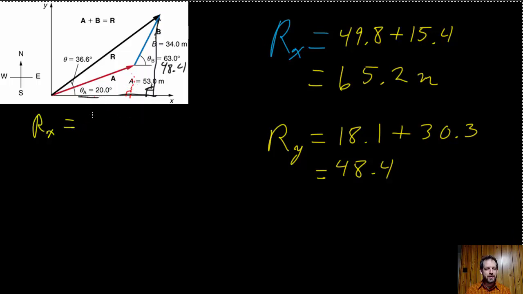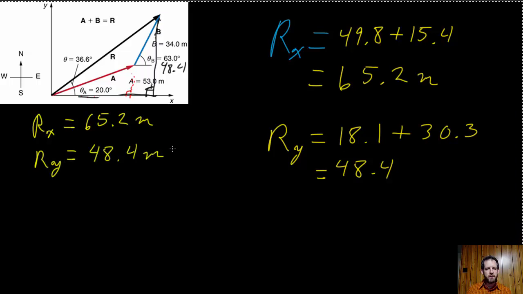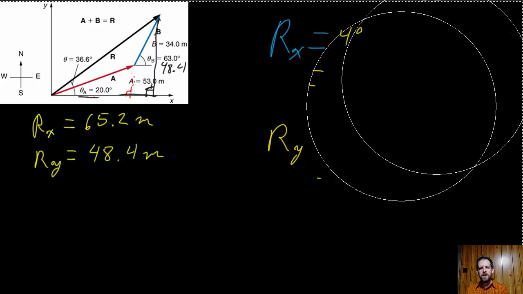R sub x equals 65 and 2/10 of a meter. We can do it. You can do it too. And R sub y equals 48 and 4/10 of a meter. Okay, so let's erase all of this.